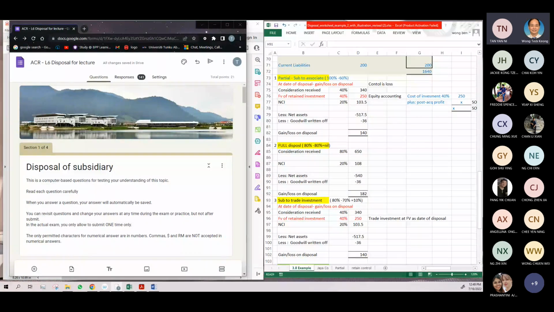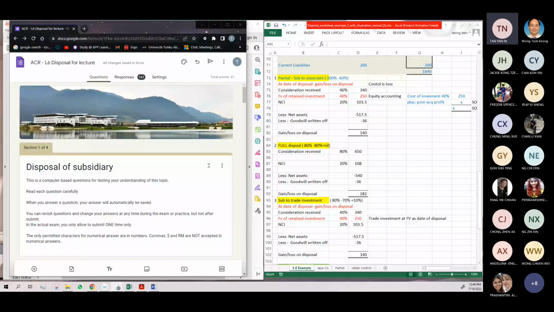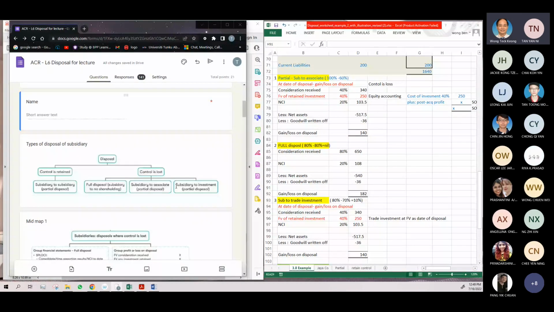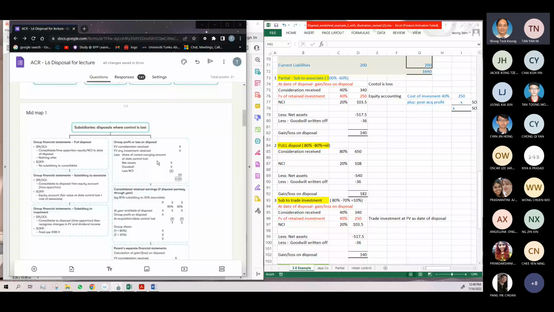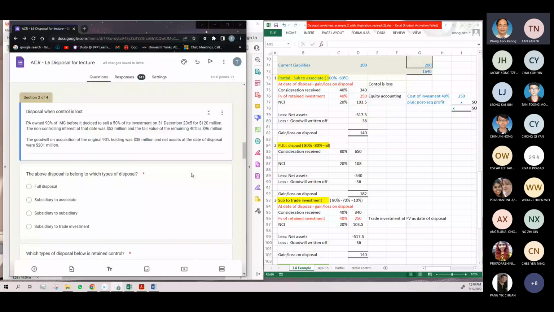Okay, let's discuss the online question. Okay, there you can see. So this is disposal. So make sure you're familiar with the types of disposal we have. Okay, so you have control is retained, subsidiary to subsidiary. When control is lost, there are three types: full disposal, subsidiary to associate, like given here in the Excel, and subsidiary to investment. Okay, now we go for the first part of the question.